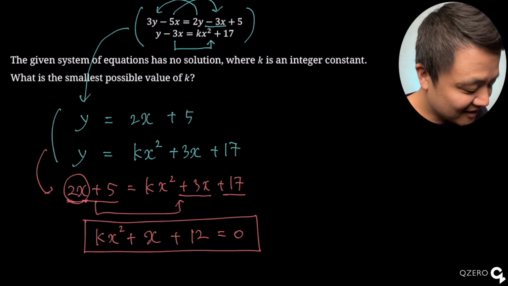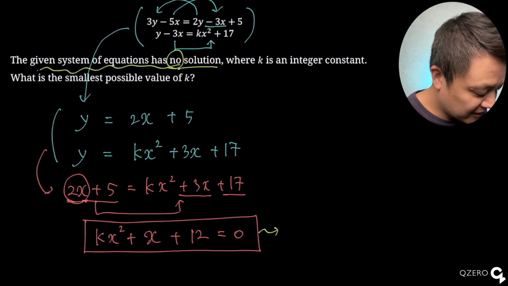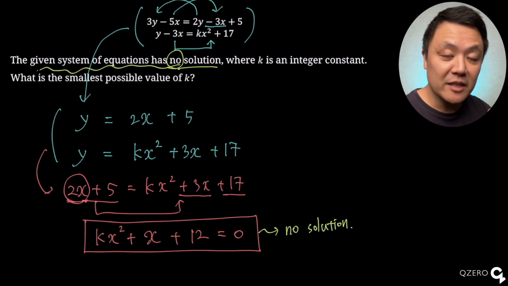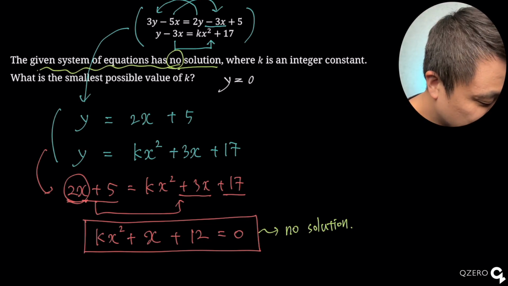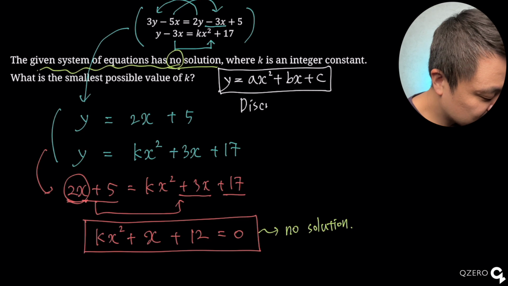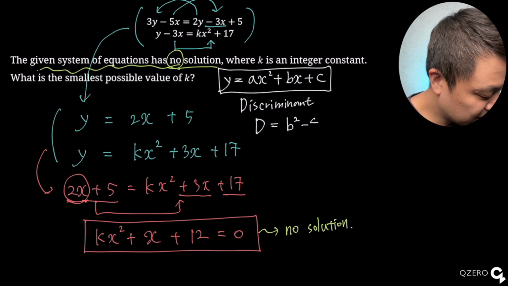We have an equation, which is quadratic. But you know what? Since the system is guaranteed to have no solution, this quadratic equation is also guaranteed to have no solution. When it comes to the number of solutions of a given quadratic equation, the discriminant is extremely helpful. Let me give you a brief introduction on the discriminant. Whenever you have a quadratic equation in its standard form, the ABC form, then you can define the discriminant, usually represented as capital D, which is b squared minus 4ac.